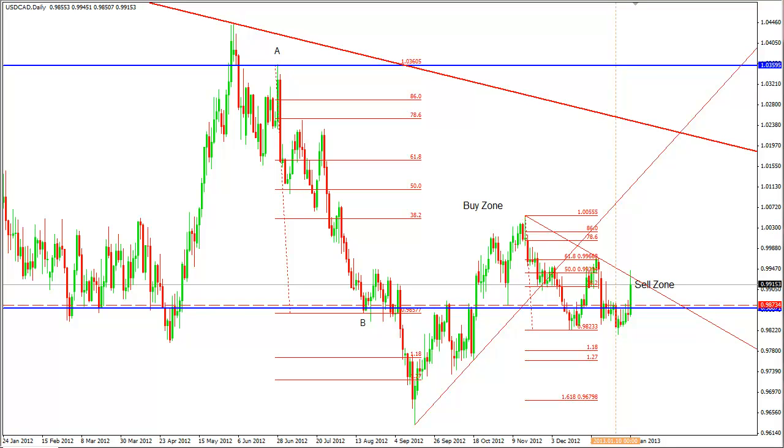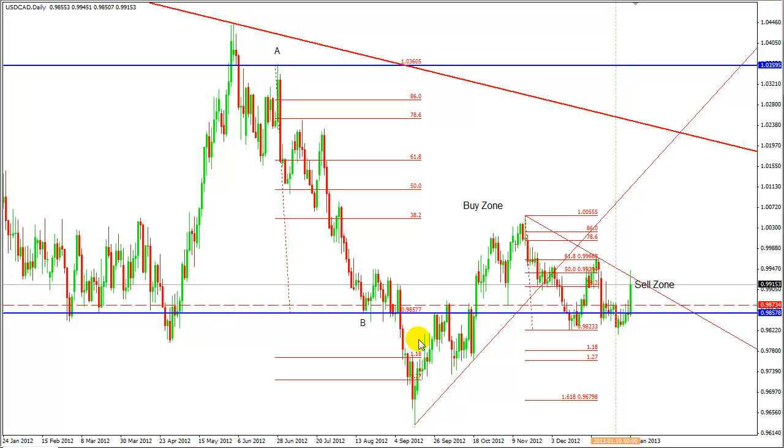Okay, let's have a look at the USD CAD. A is at 1.0360. The B is at 98. Oh, 98. Why is that slightly out? It's at 98.57. Retracement up to 38.2. This was the main uptrend line we were watching.